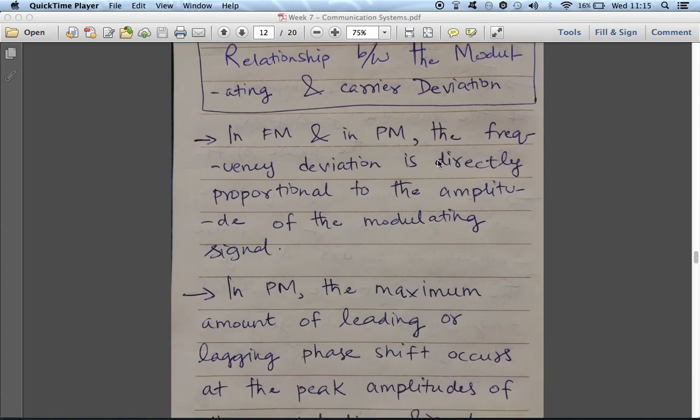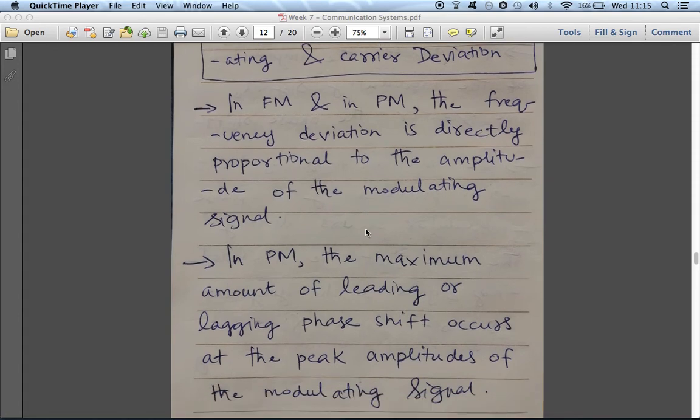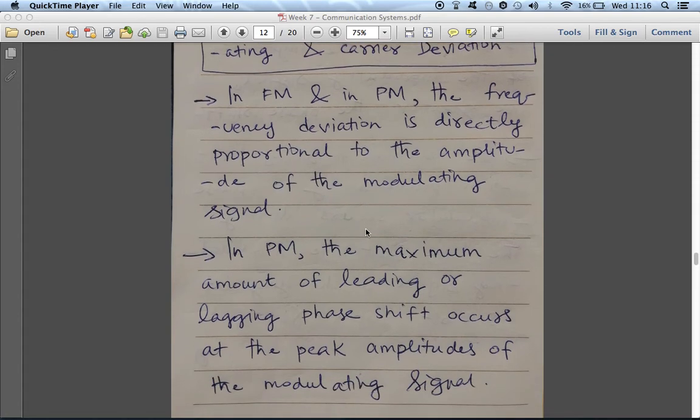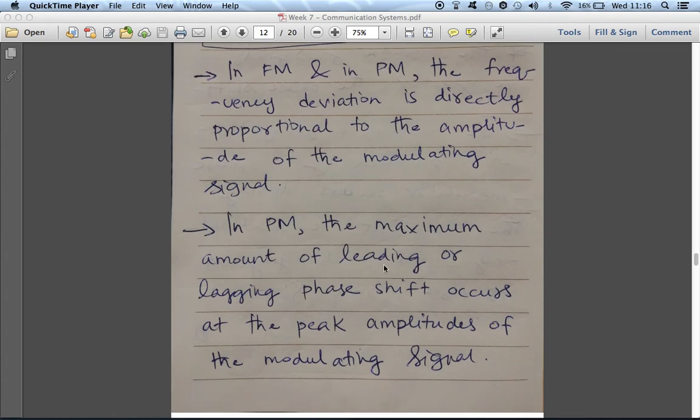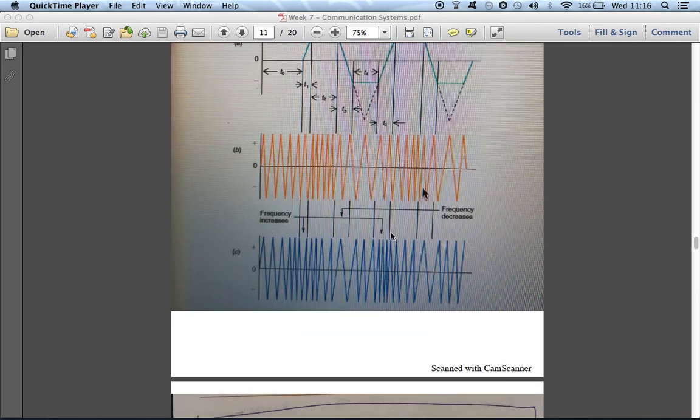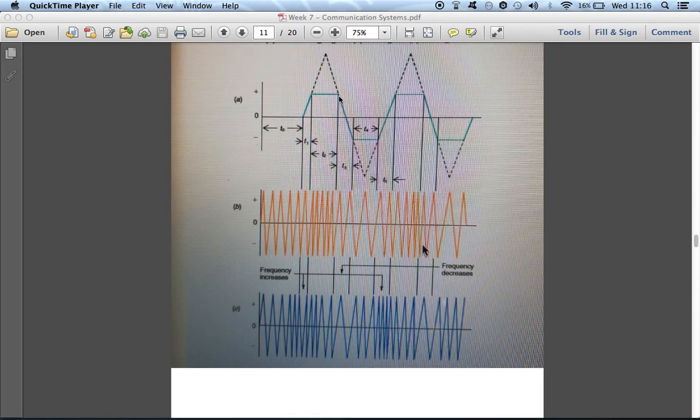In both the cases, in FM and in PM, the frequency deviation is directly proportional to the amplitude of the modulating signal, while in a phase modulated signal, the maximum amount of leading or lagging phase shift occurs at the peak amplitudes of the modulating signal, which can be seen from the previous diagram, where between the maximum amplitude and the minimum amplitude there is a maximum phase shift in the phase modulated signal.